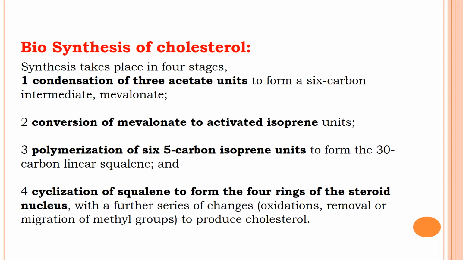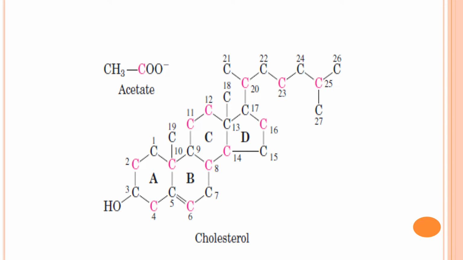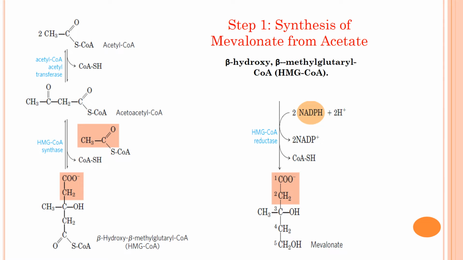Okay, we'll move further. Then the cyclization of the steroidal nucleus will create this cholesterol. So this is the structure of cholesterol. I'm going to discuss step 1, the synthesis of mevalonate from acetate. So where do we get this acetate from? We get this acetate from acetyl CoA.